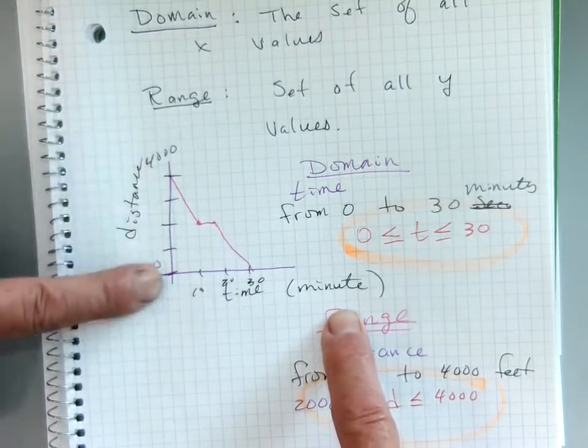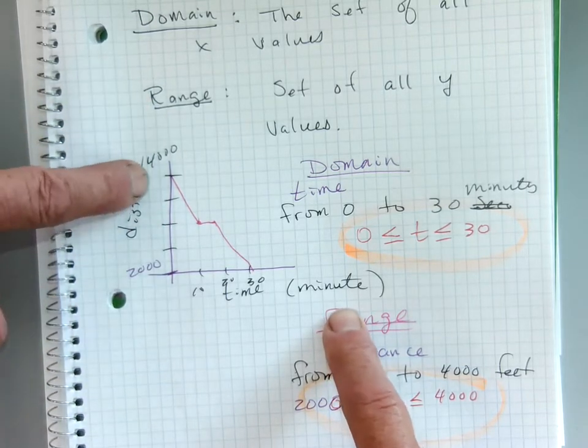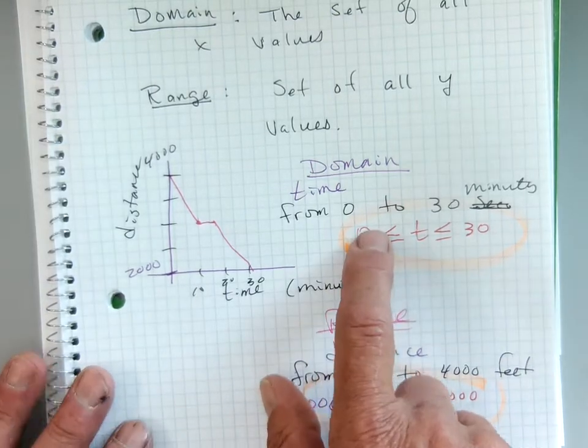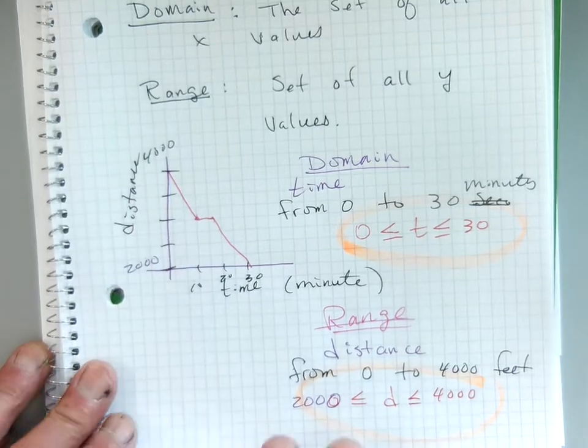So the domain is important because 0 doesn't make any sense, and 10,000 doesn't make any sense, only from 2,000 to 4,000. So domain is all the x values. Range is all the y values.